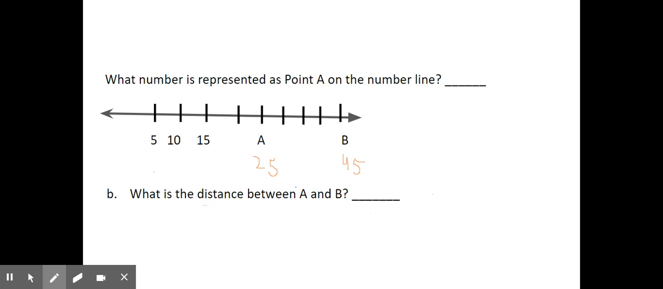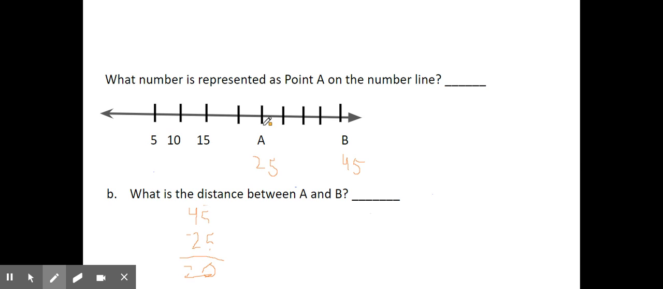What is the distance between A and B? If I'm comparing two numbers, I want to subtract. B is 45 and A is 25. So I could subtract 45 minus 25, or I could also count on. We can practice it both ways. We'll start by doing subtraction. 45 minus 25. We always start with our ones. 5 ones minus 5 ones is 0. 4 minus 2 is 2. We got 20.